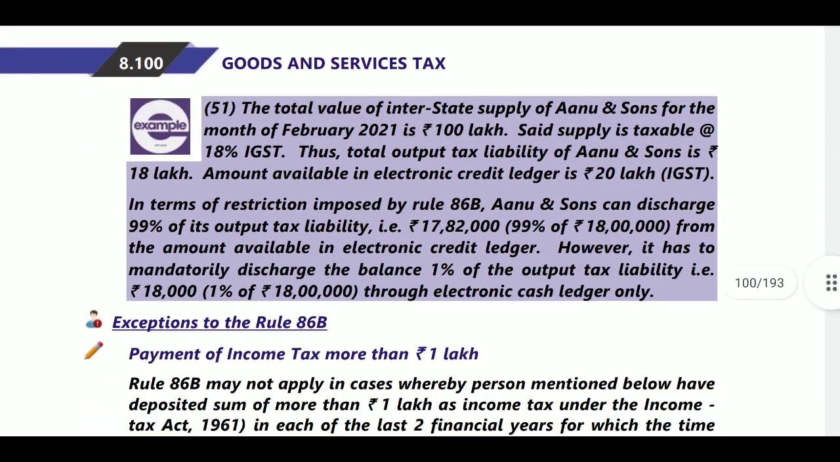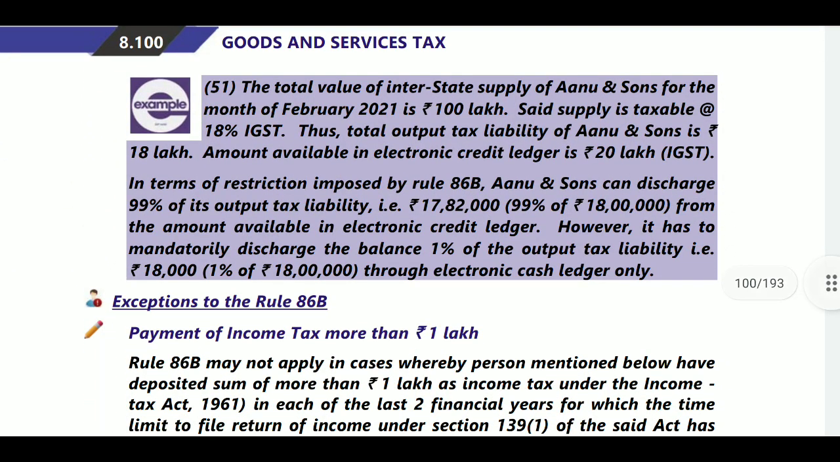For example, example 51. The total value of interstate supplies of Owners and Sons for the month of February 2021 is 100 lakhs. That exceeds 50 lakhs. Said supply is taxable at the rate of 18% GST. Thus the total output tax liability of Owners and Sons is 18 lakhs.